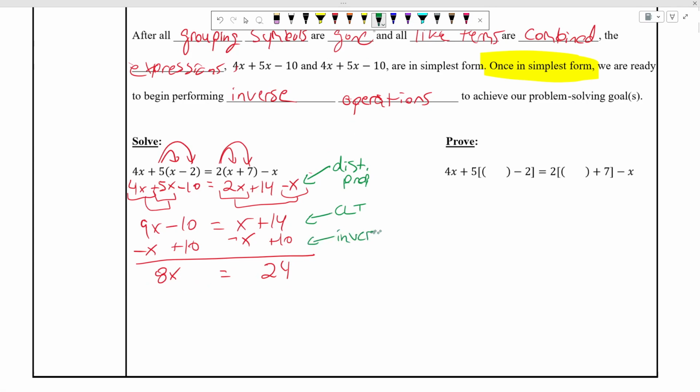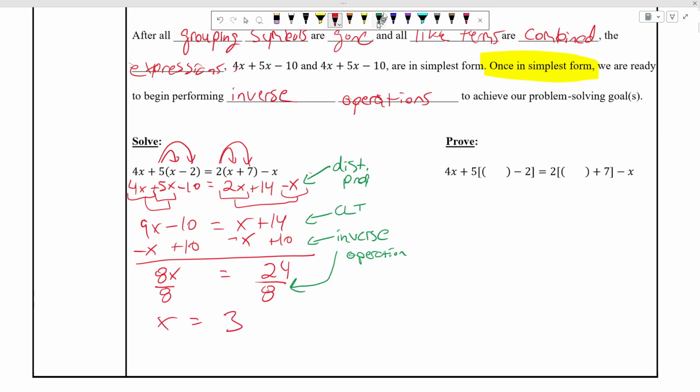Okay, that right there was an inverse operation. And it will also be the case that what I do here will be an inverse operation as well. So 8 multiplied by x, to undo that, to inverse that, I must divide, therefore I'm left with x equals 3.